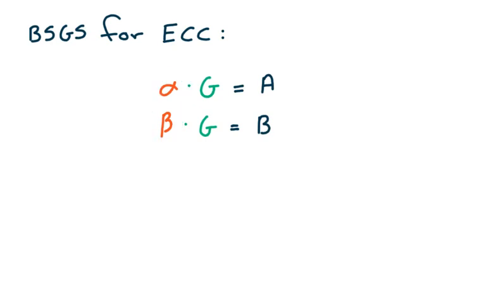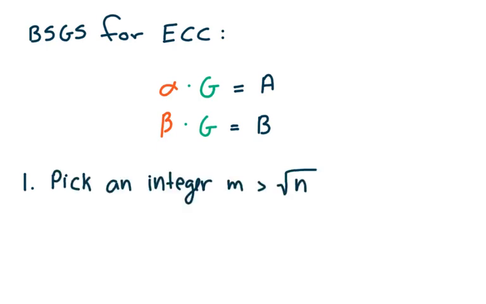So how does it work? Well, the first thing that Eve would do if she wanted to compute alpha or beta is pick an integer m greater than the square root of n, and recall in elliptic curve cryptography that n is the order of the cyclic group, or how many points are in the cyclic group.